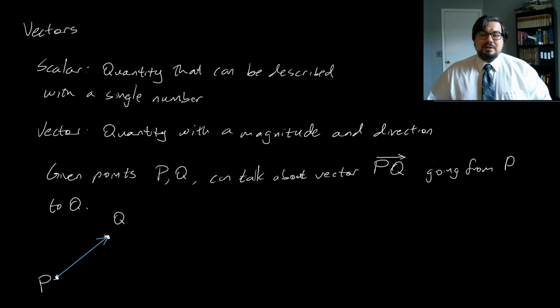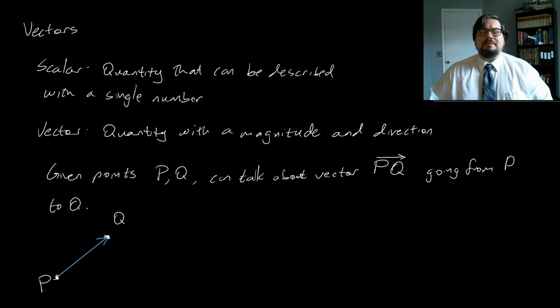Now, you may notice that we're using the same notation for this as we use for rays in geometry. So we would use this notation for the ray that starts at P and passes through Q. It is the same notation. We're talking about different things. In practice, it rarely causes an issue, but if there's ever any confusion, we will be precise about what we mean.